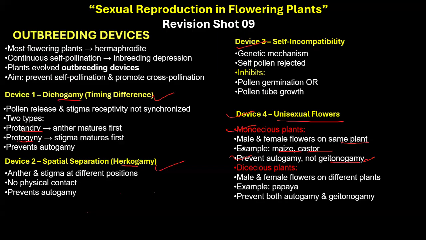It is still possible. When we talk about dioecious plants, in dioecious plants, both autogamy and geitonogamy are completely prevented, ensuring cross-pollination. So here both autogamy and geitonogamy are prevented, but in case of the monoecious plants, autogamy can be prevented, but geitonogamy cannot be prevented. Just remember these things. These are very important points.